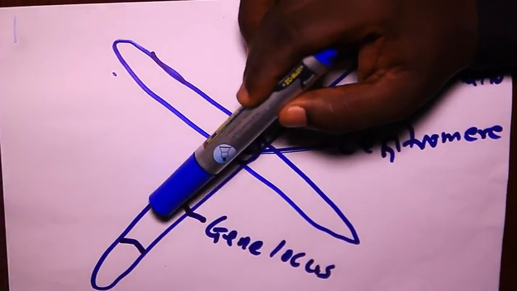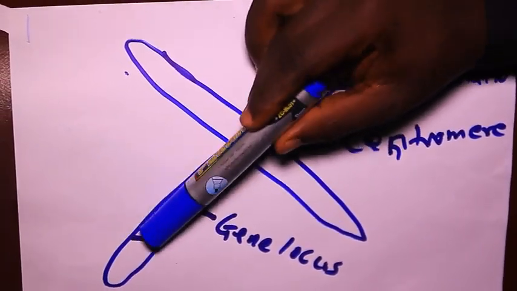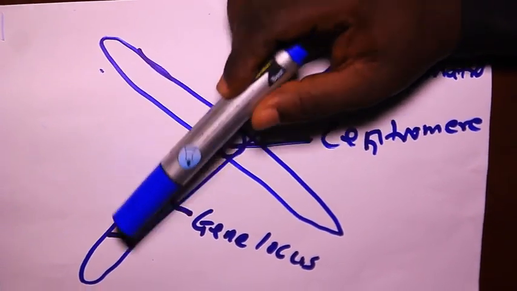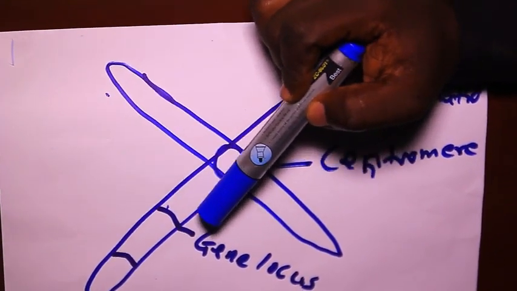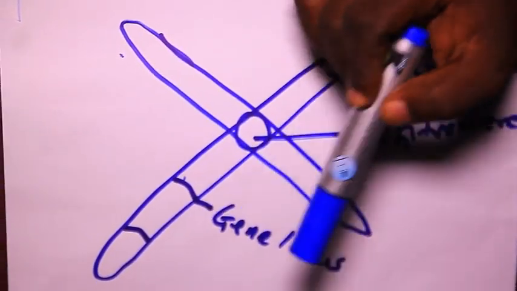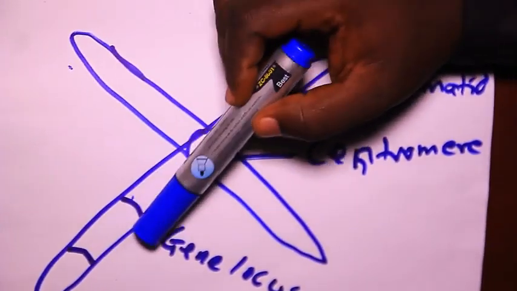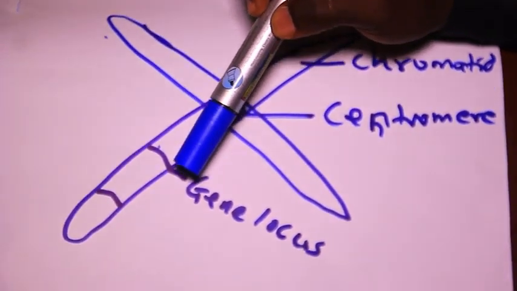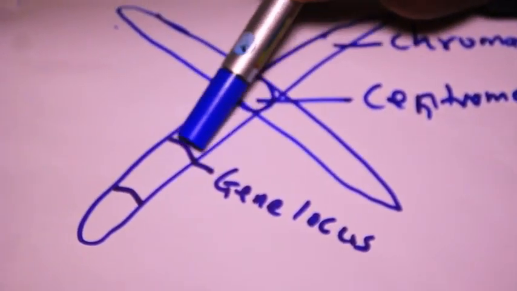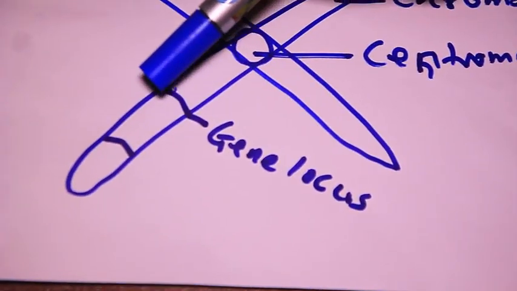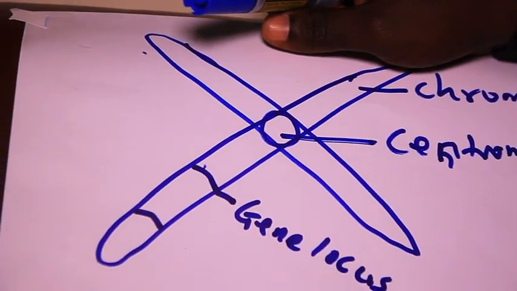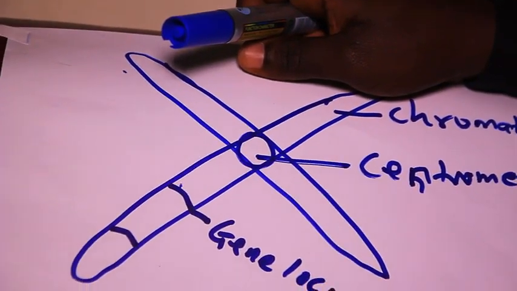At some points here, there are locations called gene loci, in singular gene locus. At these points there are also genes which are carrying DNA material. So they carry deoxyribonucleic acid. It is that deoxyribonucleic acid that actually has a coded information that controls the characteristics of an individual.